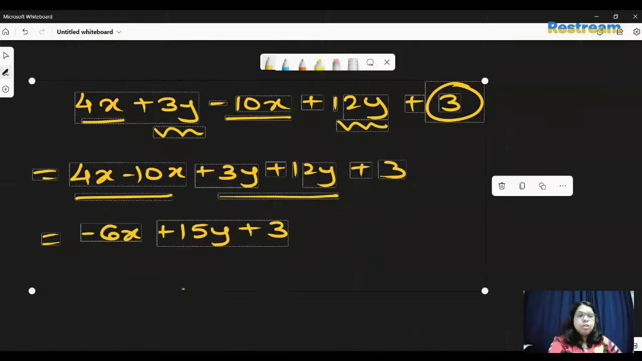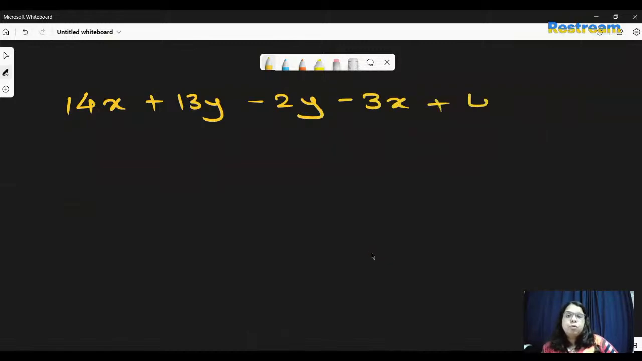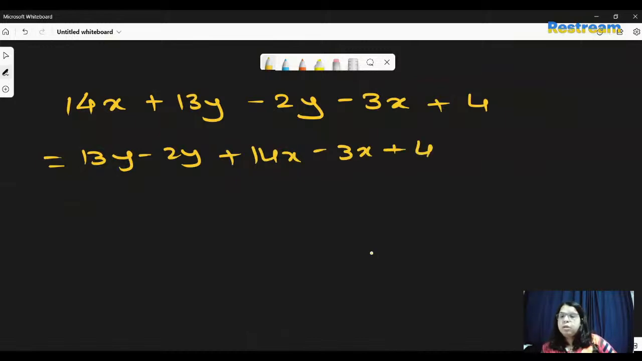Okay. So let's see, I have 14x plus 13y minus 2y minus 3x plus 4. Okay, and I will write 13y minus 2y plus 14x minus 3x plus 4, that is equal to 11y plus 11x plus 4. Now this answer is correct. Yes, this answer is perfectly fine, but just to avoid confusion, we always write them in alphabetical order.